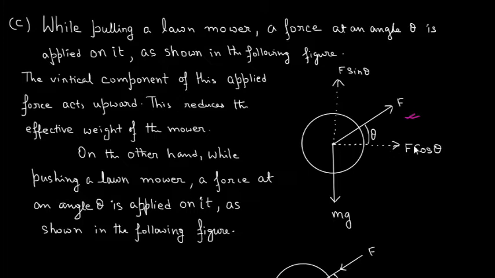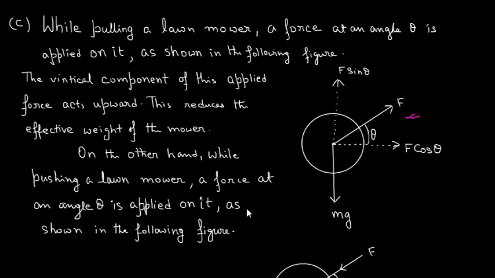The horizontal component of this force F is equal to F cos theta and the vertical component of this force F is equal to F sin theta. The vertical component of this applied force acts upward. This reduces the effective weight of the mower. On the other hand, while pushing the lawn mower, a force at an angle theta is applied on it as shown in the following figure.